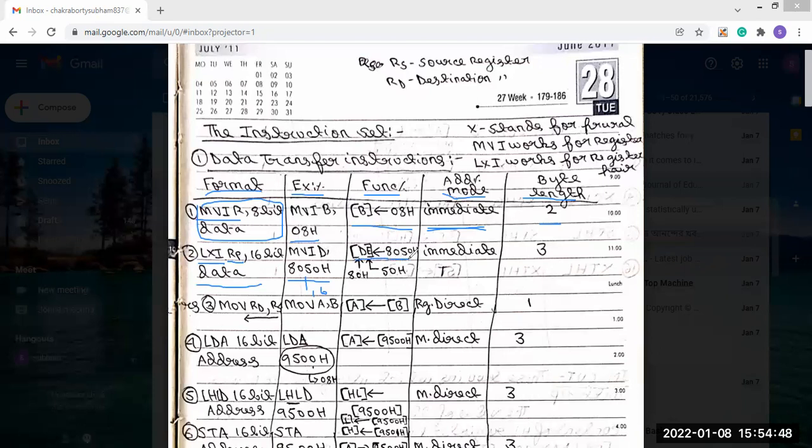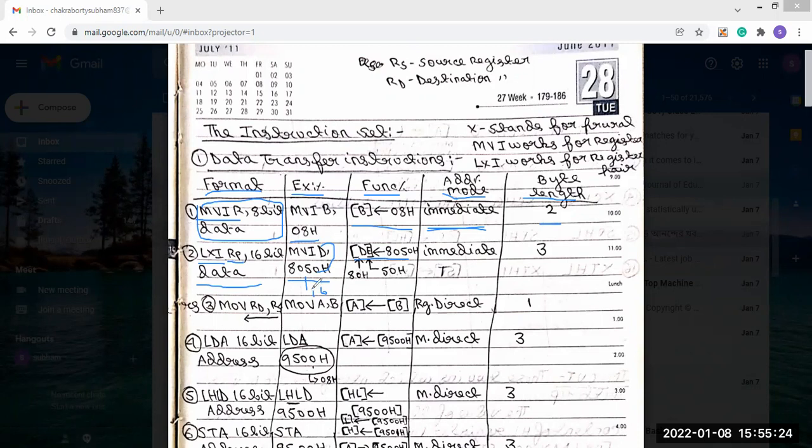The normal function will be that the 8050H data will be loaded into the DE register pair. In this case, when you use the instruction, only the first register name should be mentioned. The second register name we don't mention there. This is the format, that's how we write. So that's why you see we didn't mention E here, but it means DE and the 16-bit address.